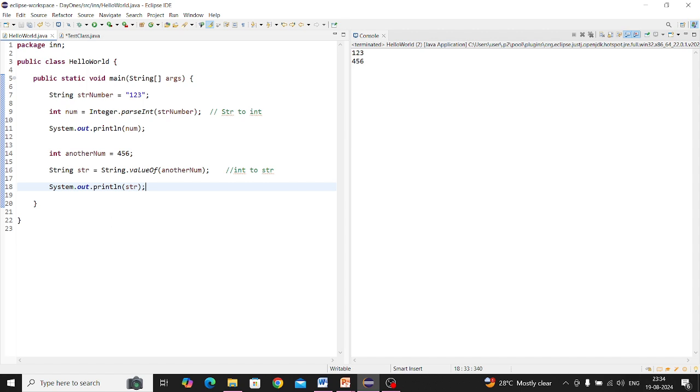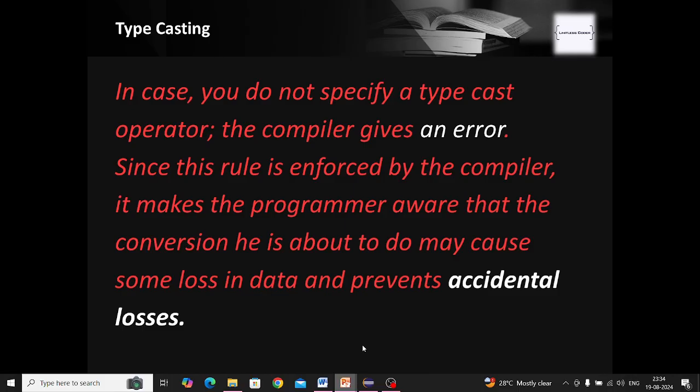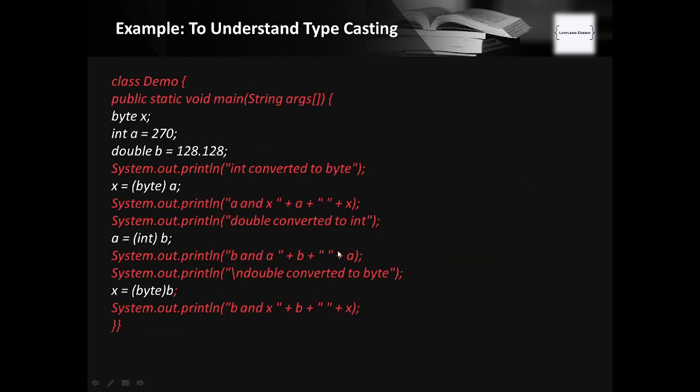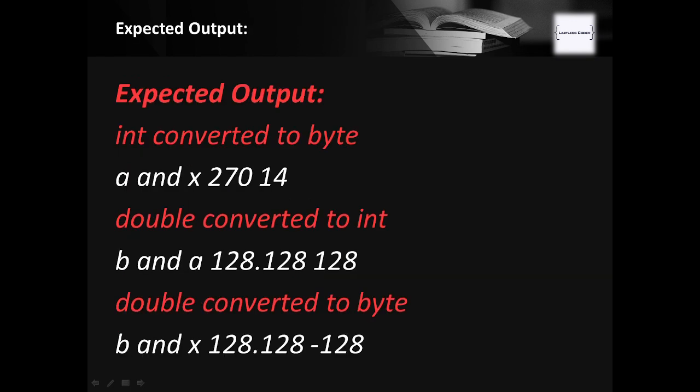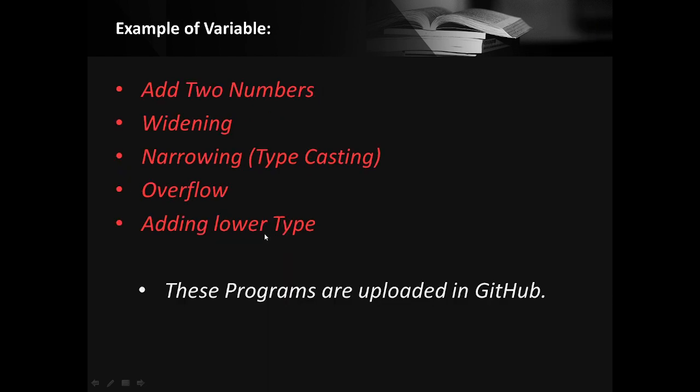These methods are useful when you need to handle input or output data in different formats. That's why we are using this one. Then next I have some programs here after this. This is also the same thing, why we are typecasting. It will be changed: int converted to byte, double converted to int, double converted to byte. Here there are examples of variables. I have done widening, narrowing, and some programs. Widening and narrowing is completed.